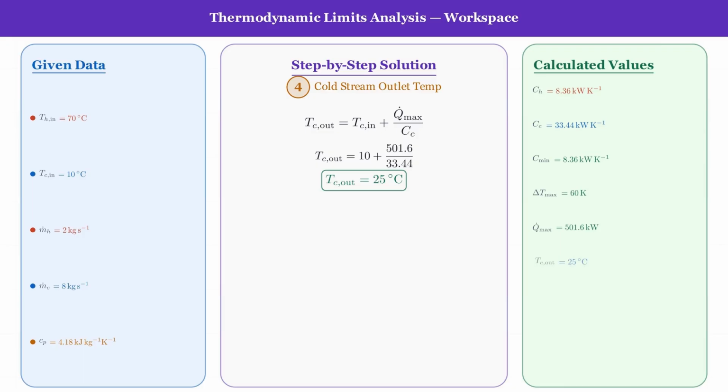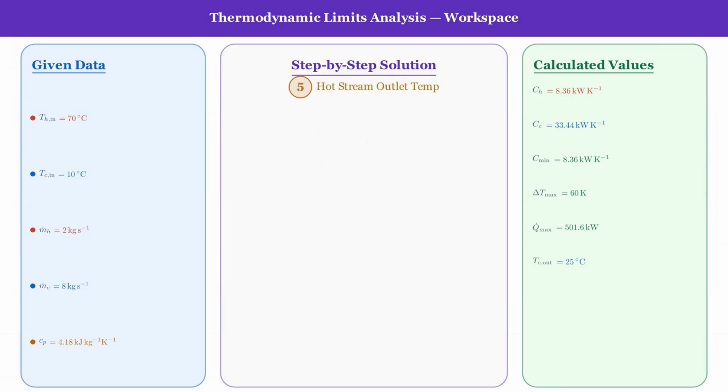This is a modest temperature gain, and it makes physical sense. The cold stream has a very large heat capacity rate, 33.44 kilowatts per Kelvin, meaning it takes a great deal of thermal energy to move its temperature by even 1 degree. Even absorbing 500 kilowatts, the cold stream temperature rises by only 15 degrees. That is the signature of a high-capacity rate stream.